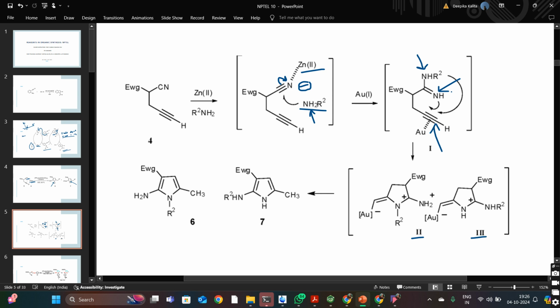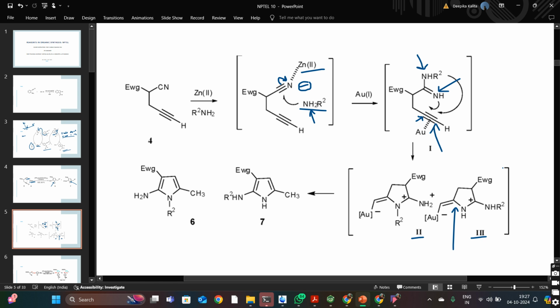See, suppose this imine is attacking at this carbon to give you a 5-membered ring. In that case, you are going to get the product number 3. Okay, just look at this part where the imine is joined to the alkyne.